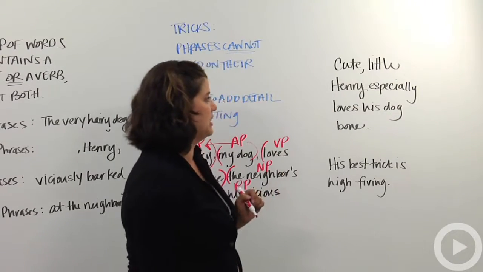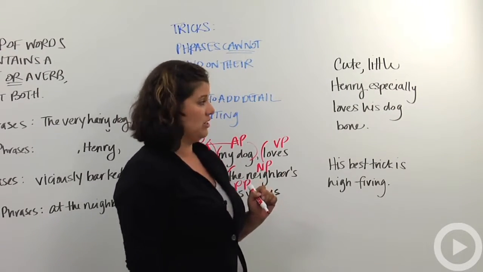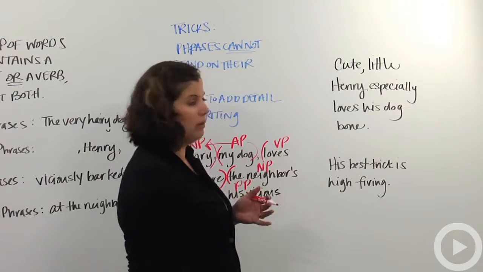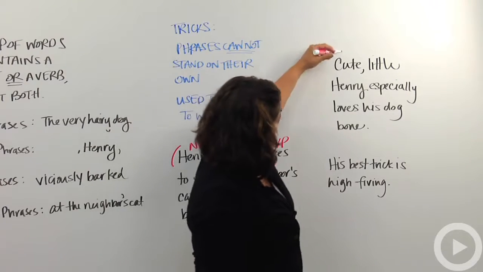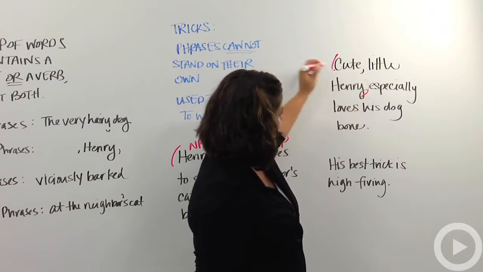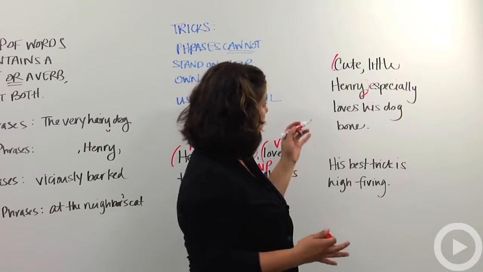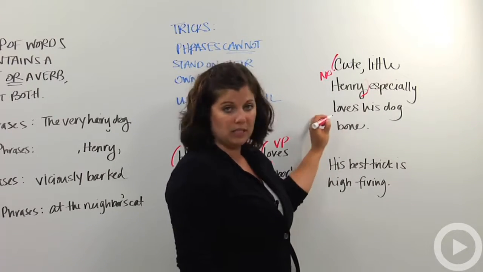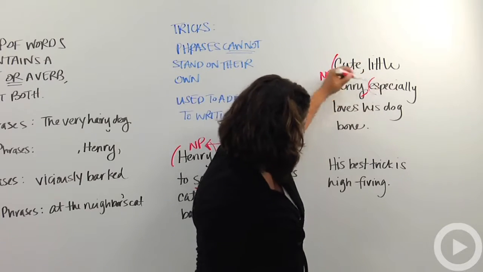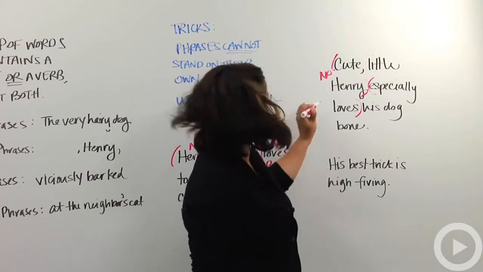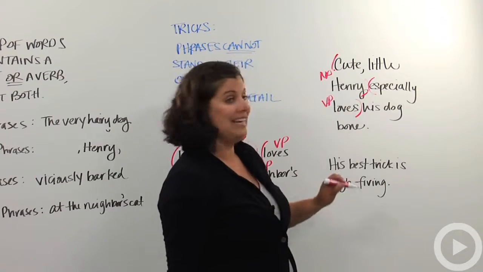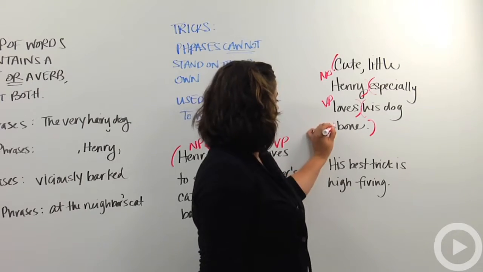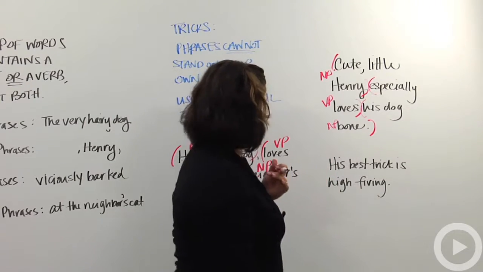All right, we've got the sentence, cute little Henry especially loves his dog bone. So see if you can break down these phrases, and hopefully what you come up with is cute little Henry. Cute and little are both describing Henry, which is our noun. So we've got a noun phrase there. Then we've got loves. That's what Henry's doing, but we've got a word that's modifying it. So especially loves is a verb phrase. And then his dog bone is a noun. So we've got a noun phrase because we've got those modifying words with it.